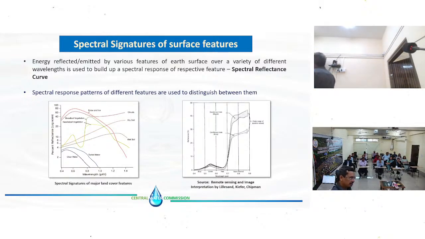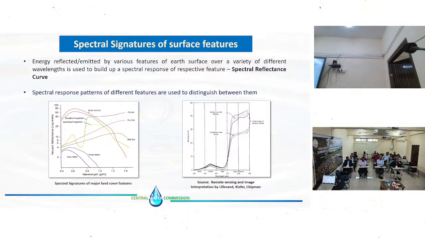You look at these two curves. They are almost similar here. Up till this point, they have a similar shape. That means in the optical region, the visible region, for our eyes, they will appear the same.